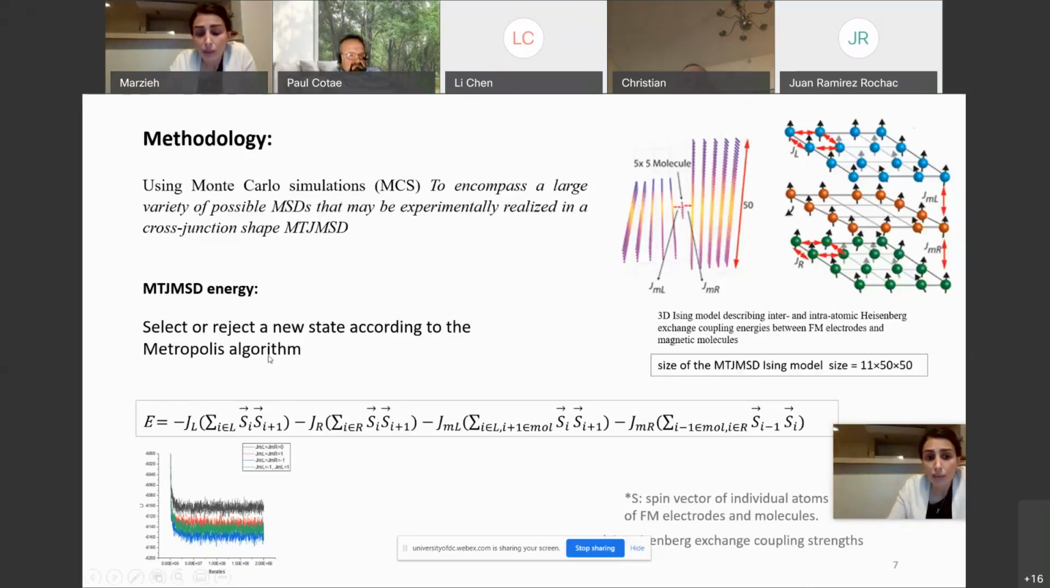So the equation that is used to calculate the energy is shown here. We have the Heisenberg exchange coupling, JL, JR, JML, JMR, and also the product of spin vectors of the molecule and the atoms. When we do the simulation, we need to see that the energy is minimized, and we can see that over time the energy goes to the lowest level.